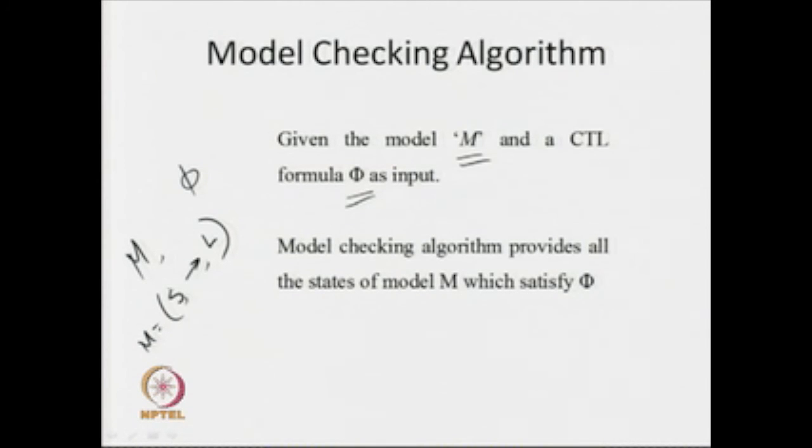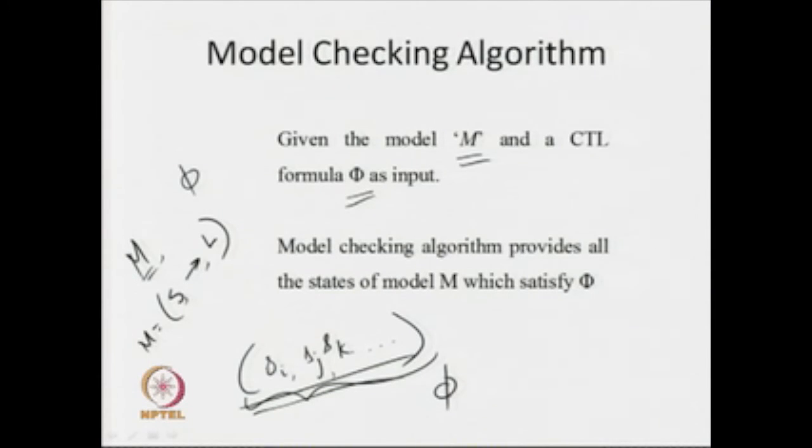So, we are giving the entire model M. Now, the model checking algorithm will be run in such a way that it gives me the set of states, say S I, S J, S K, like that, in which this particular formula phi is true. So, we can think of the model checking algorithm in this way also. In the first case, we give a particular state and check whether phi holds there or not. In the second case, we give a model and a formula, and it gives me all the states where this formula is true.